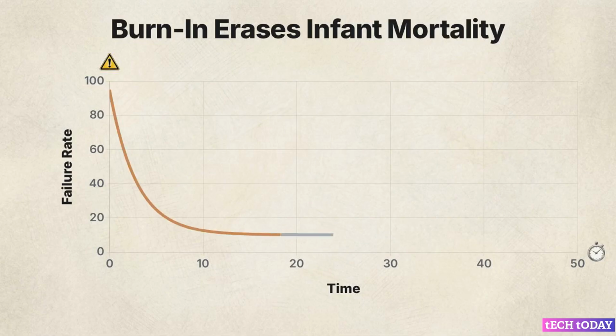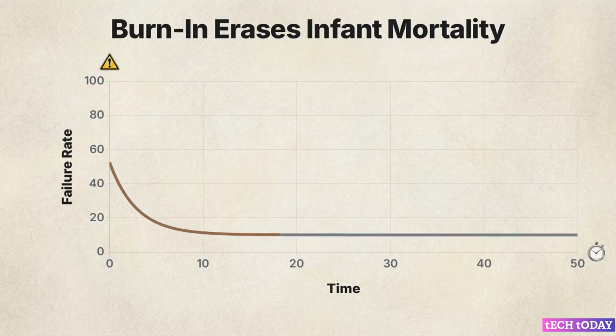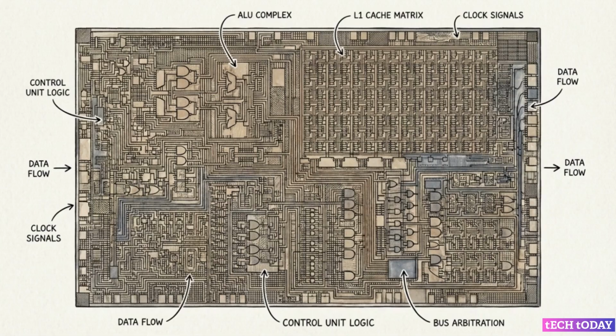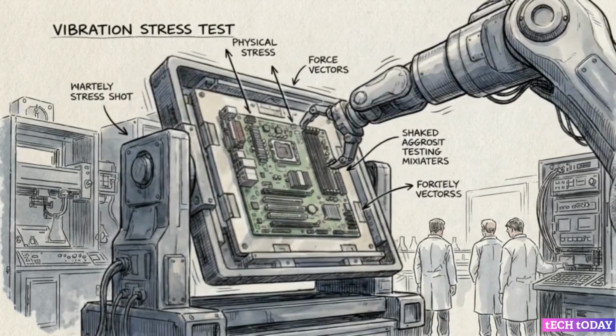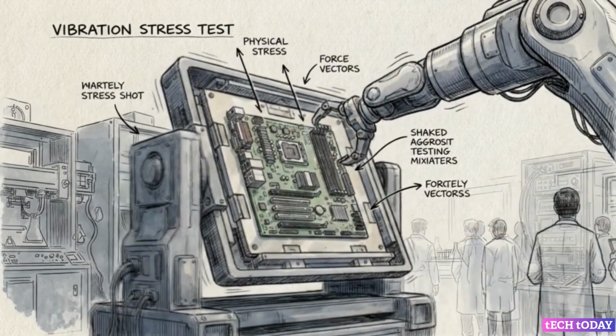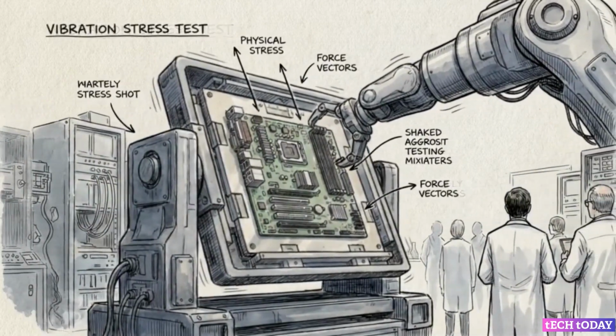The result is a failure rate that is effectively erased from the field statistics, leaving behind a stable, flat line of reliability. Modern hardware isn't just defined by its transistor density or the speed of its logic. The true measure of engineering is found in the systems we build to aggressively break our designs before they ever leave the factory.